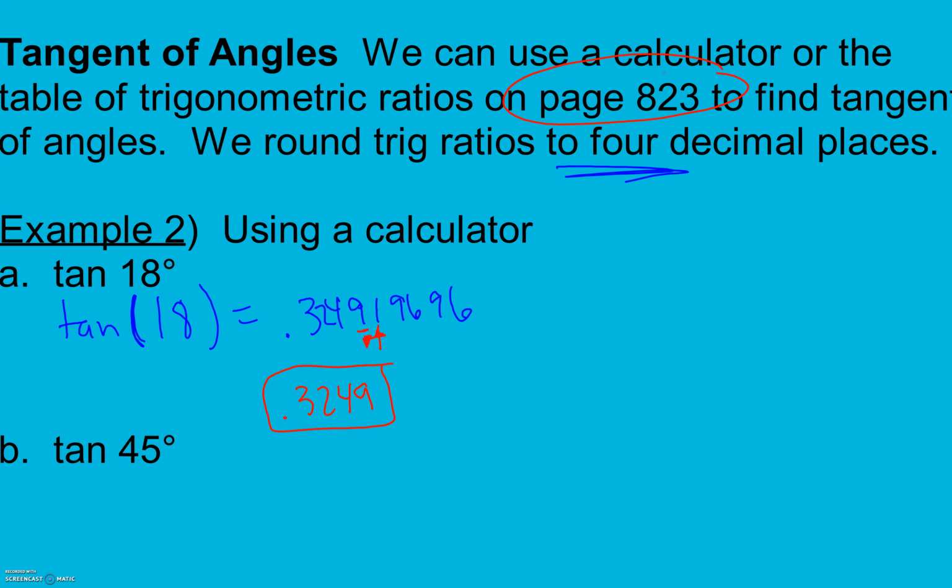Same idea here with tangent of 45. Again, if you look at page 823, you can go to 45 degrees. So go down the column with the degrees in it over to tangent, and it'll give you your value. If we type it in our calculator here, tangent 45, enter, gives me 1. And that's because in 45 degrees, this is a really bad drawing, but pretend these are both 45 degrees. If I have the same angles, guys, I'm going to have the same side length.